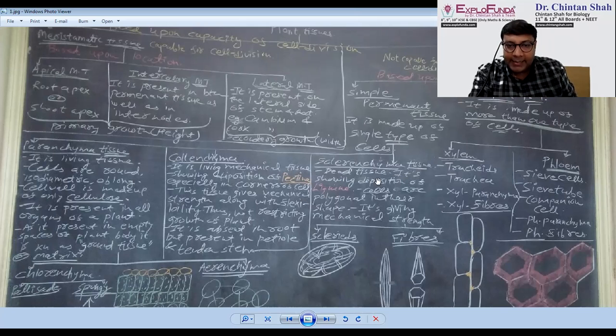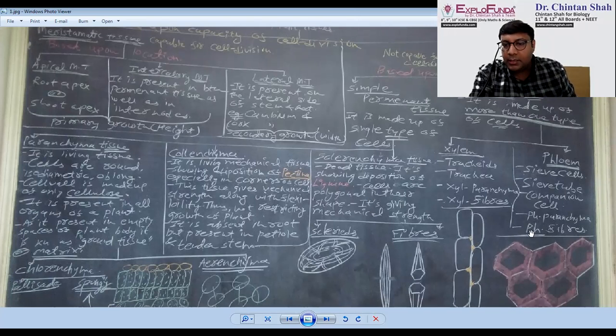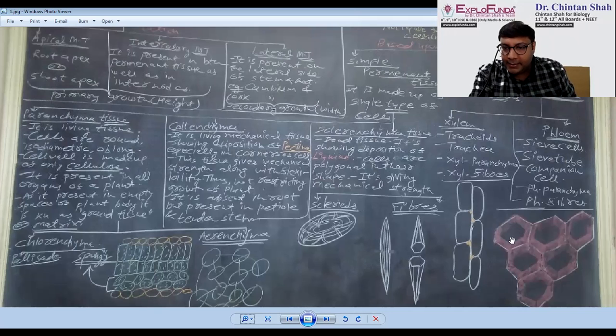It's a dead tissue. It's showing deposition of lignin. Here was deposition of pectin. So lignin, and the cells are polygonal in their shape. So you can see this is polygonal in shape, and there is a lignin deposition, and that's why the lumen of the cell will become narrow.